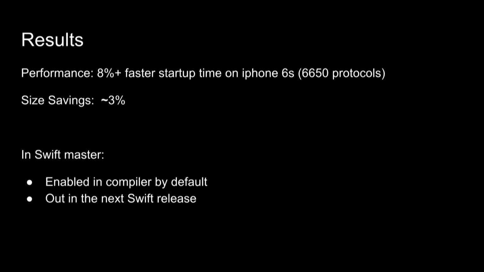The results have shown improved performance by more than 8% on startup time on iPhone 6s on 6700 protocols. This gave us about 3% savings in size. The number could be higher if you tune the size increase limit during the generic specialization step I just mentioned. As I mentioned before, this optimization is currently in the latest Swift master, and it's enabled by default. And it'll be out in the next Swift release.